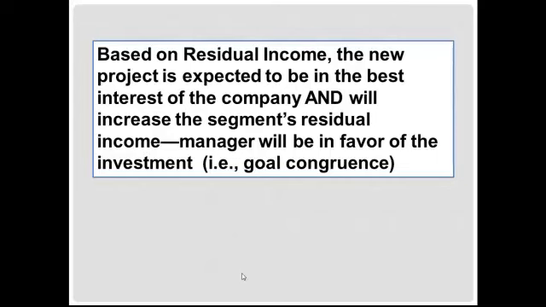So based on residual income, the new project is in the best interest of the company and will increase the performance evaluation of the manager. So the goals line up. We call that goal congruence, when the goals of the manager align with corporate goals. So residual income does get around some of the behavioral issues related to ROI. Keep in mind there are always behavioral issues when you are evaluating employees. They're going to do things to be sure they get a favorable evaluation, and at times that will be detrimental to the company.